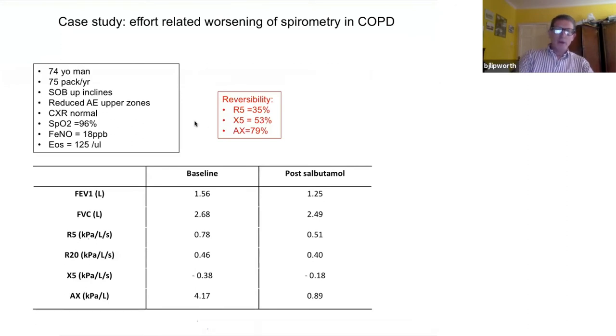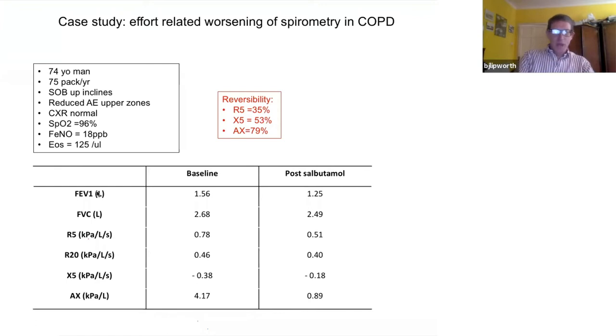So let's have a look at a wee case study here. This is a patient with severe COPD, where we gave them, again, inhaled salbutamol. This was a 74-year-old man, a heavy smoker, who was getting breathless and had reduced air entry in his upper zone, so he probably had some emphysema, despite having a normal chest x-ray. He had a slightly low oxygen saturation, normal exhaled breath nitric oxide, which you'd expect, and low eosinophils.